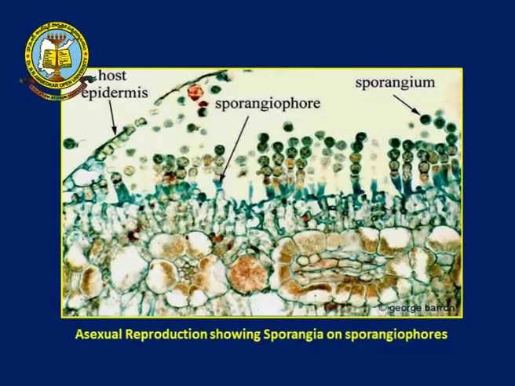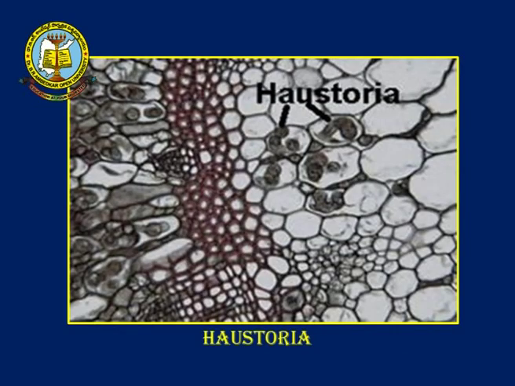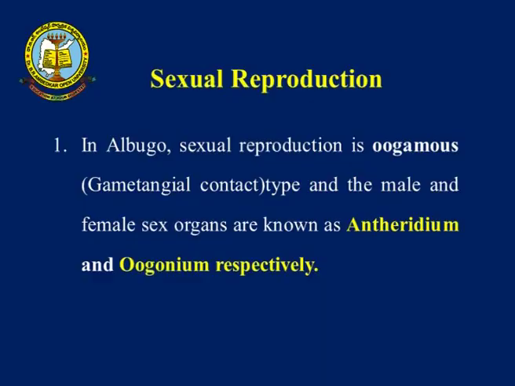So this is the conidiophore asexual reproduction system. Now you see here I am showing a chart, the haustoria, and the second one, the sexual reproduction system. In Albugo the sexual reproduction system is oogamous type. What is the meaning of oogamous? Oogamous means the male reproductive organs are motile and the female is stable. So we call that oogamous type.